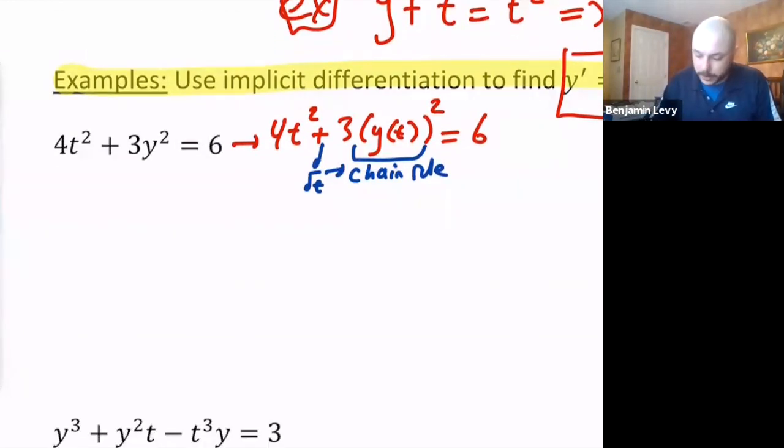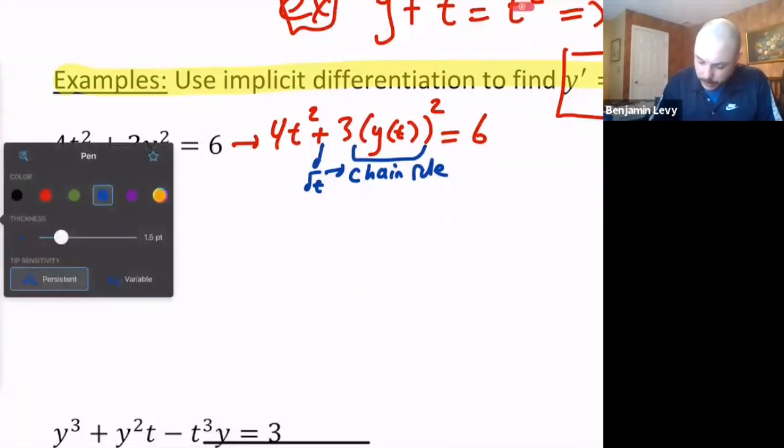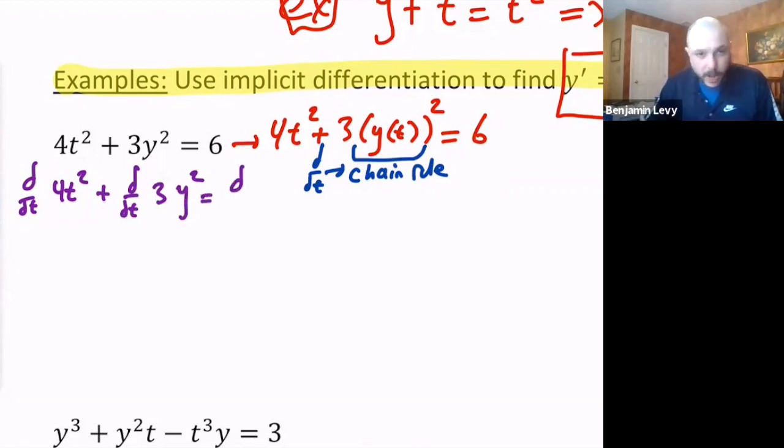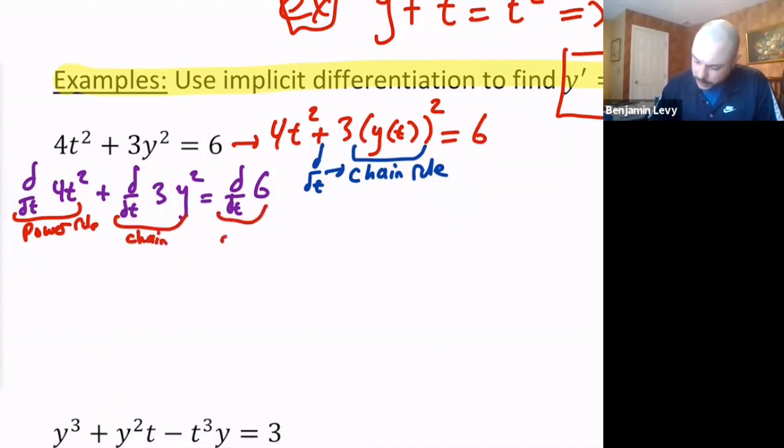So that's sort of the general setup. And so let's do it. Switch colors here. We're going to do d over dt of the first term. We're going to do d over dt of the second term. And remember, I'm not going to write the of t just to save us some space here, but remembering that y has a t in it. And then we're going to differentiate the 6. We're thinking about this first one as a power rule. This one's a chain rule. And this one's a constant rule.